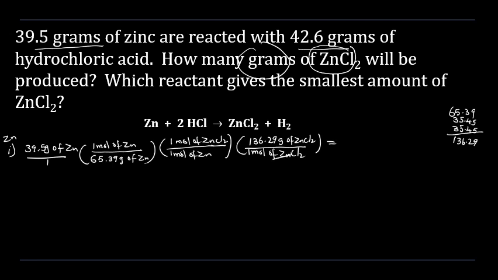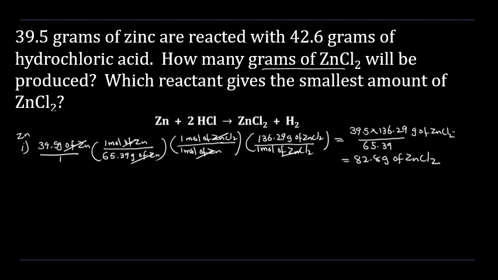Moles of ZnCl2, moles of Zn, grams of Zn will cancel, and I will have grams of ZnCl2 in the numerator. The other numbers are 39.5 times 136.29 divided by 65.39, and the unit here is grams of ZnCl2. So I will have 82.8 grams of ZnCl2. And now let's see for HCl.